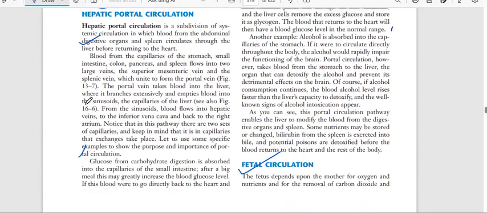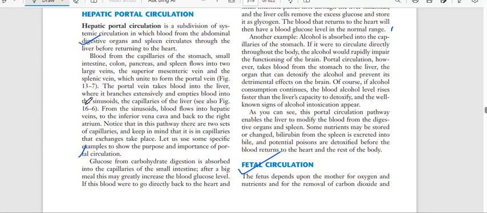So basically, what will happen if it does not go to the liver? It will digest the food, and it will enter the circulation, and through the heart, it will reach all parts of the body. Then our blood glucose level suddenly increases. So what will the kidney do? The kidney will remove the glucose from the body through the filtration process. But here, that will not happen.